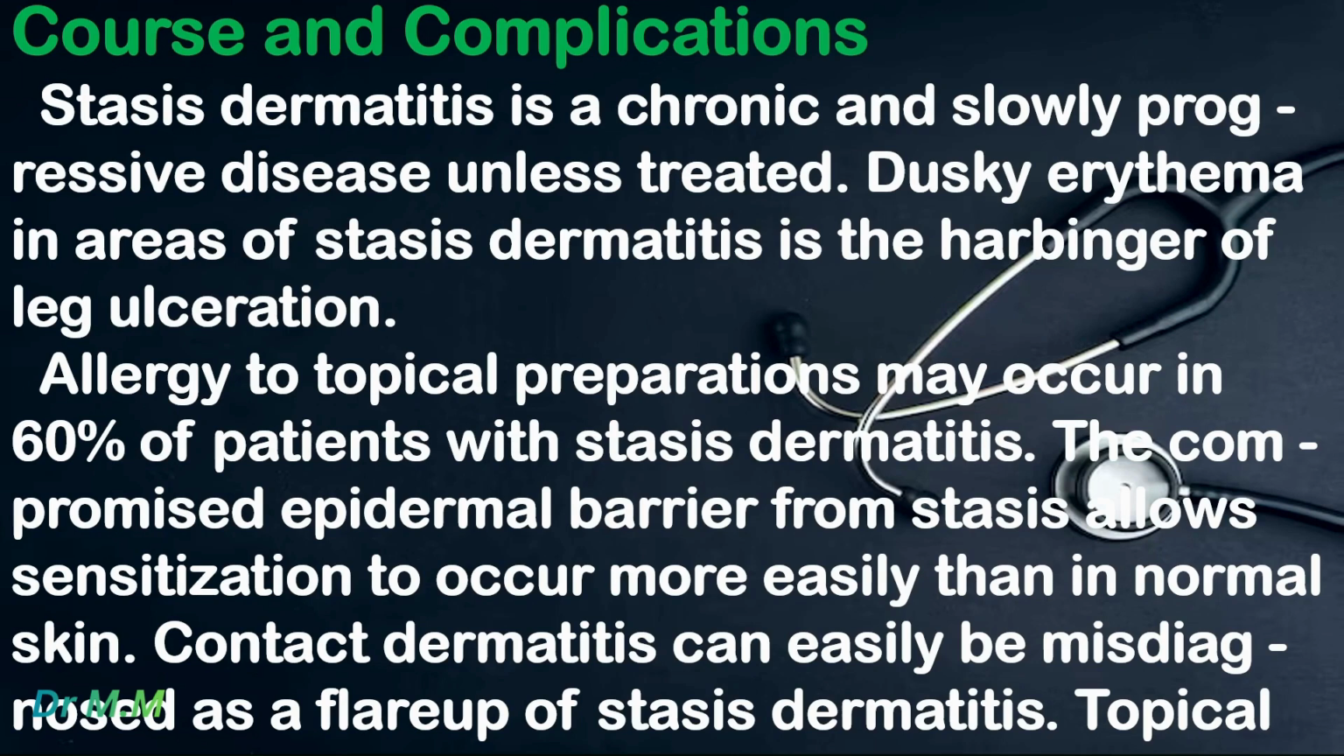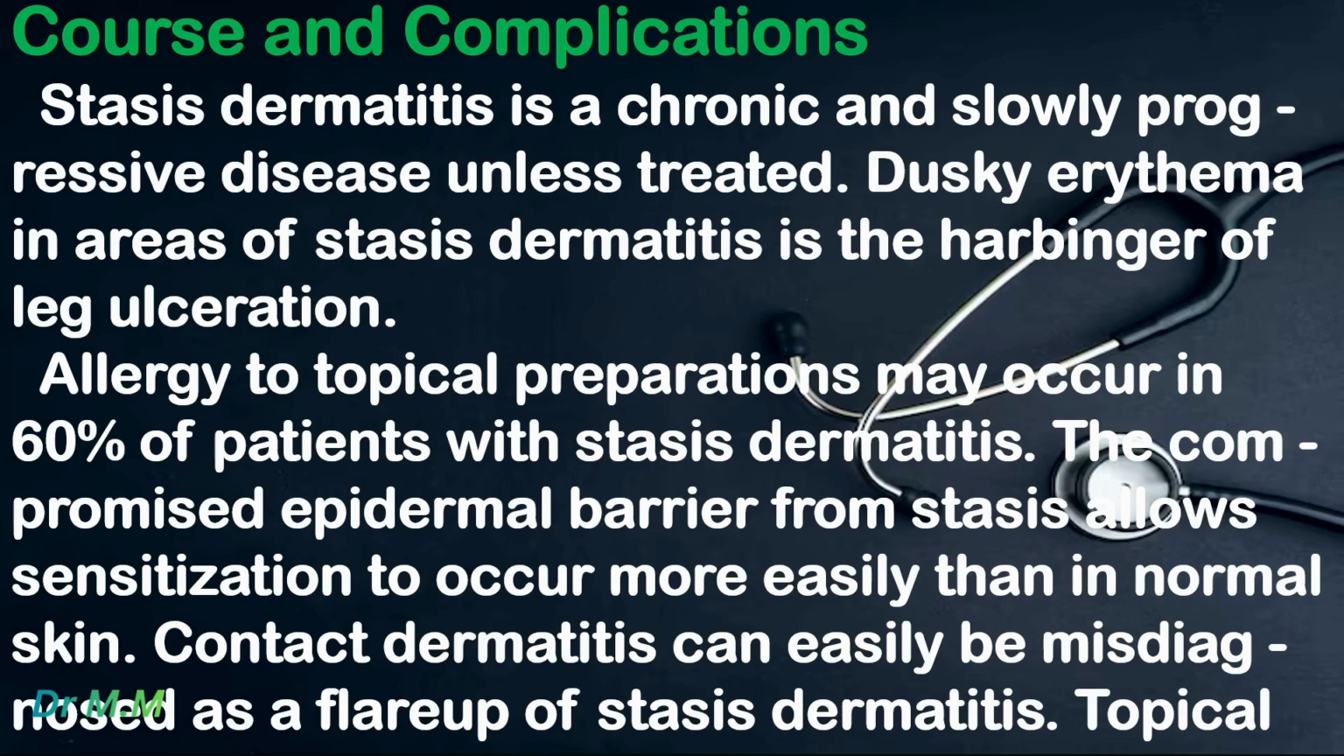Course and complications: stasis dermatitis is a chronic and slowly progressive disease unless treated. Dusky erythema in areas of stasis dermatitis is the harbinger of a leg ulceration. Allergy to topical preparations may occur in 60% of patients with stasis dermatitis. The compromised epidermal barrier from stasis allows sensitization to occur more easily than in normal skin.